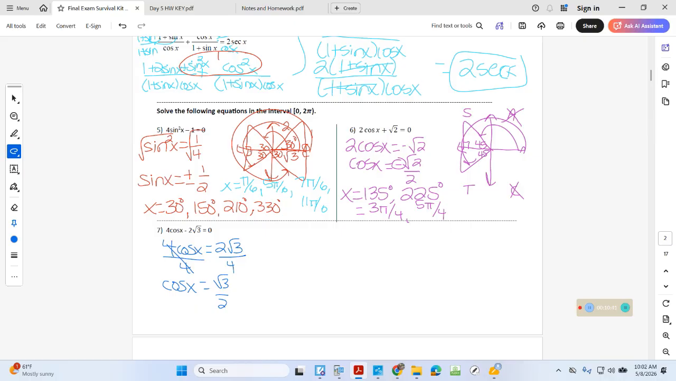So of course what we're going to do is kind of similar. I'm doing the all students take calculus. We just have positive root 3 over 2. So we're only in 2 quadrants. We won't be in all 4. So cos, of course, is positive in 1 and 4.